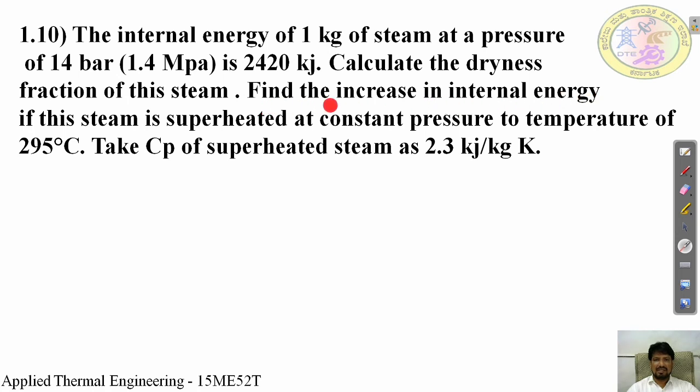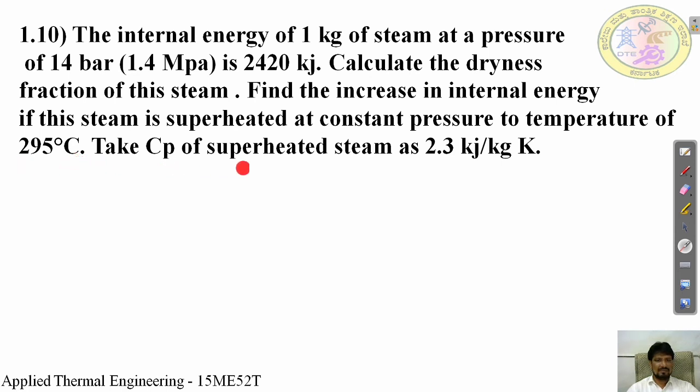Increase in internal energy means the change in internal energy, that is U2 minus U1, the difference of both. So if this steam is superheated at constant pressure to a temperature of 295 degrees centigrade. The superheated temperature is 295 degrees centigrade.